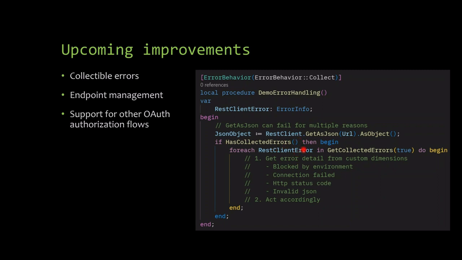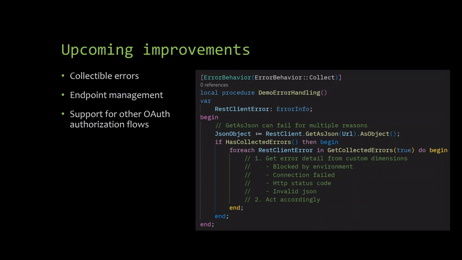Then we can test in the get collected errors if there was an error: blocked by environment, connection failed, HTTP status code, or invalid JSON. That will be part of the custom dimensions. I'm thinking of having an enum for that. So in the custom dimensions, you will have the enum value and the name of that error. So in debugging, you can also see that error message nicely. And then based on the error type, you can act.